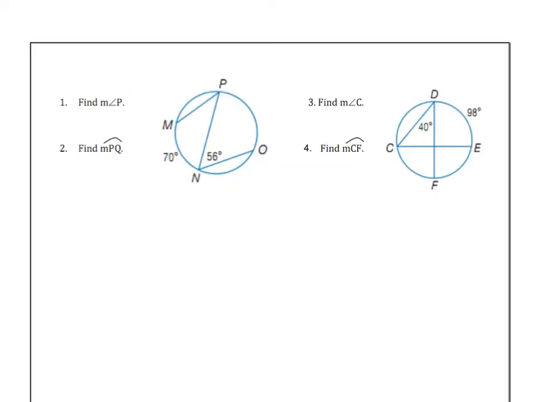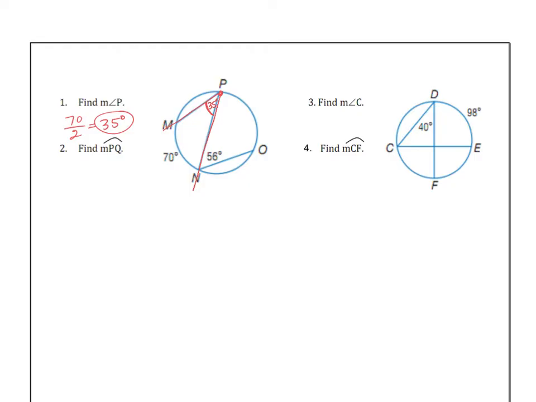Number 1, find the measure of angle P. Here's angle P, and notice it opens up to an arc that is 70 degrees, arc MN. Since it's an inscribed angle, its vertex is right on the circle. To find that angle, we take the arc and divide by 2. 70 divided by 2 is 35 degrees.